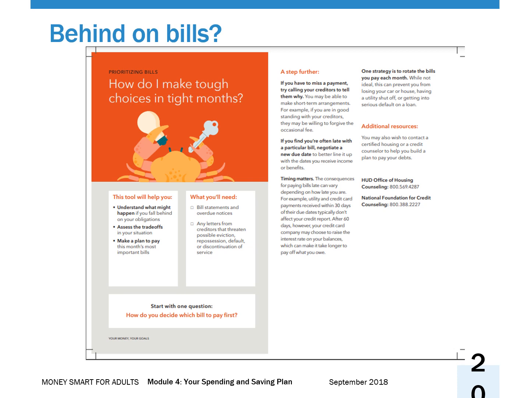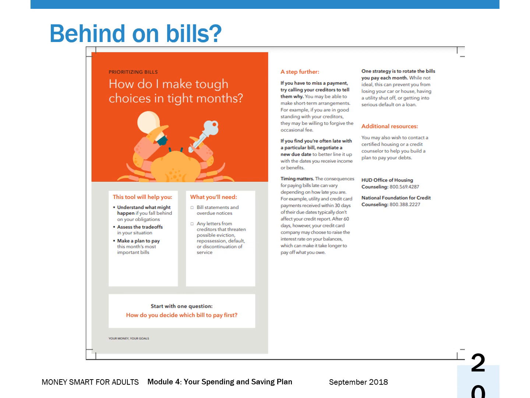The consequence for paying bills late can vary depending on how late you are. Utility and credit card payments received within 30 days of their due date typically don't affect your credit report. After 60 days, however, companies may choose to raise the interest rate on your balance, which may take it longer to pay off what you owe. One strategy is actually to rotate which bills you pay each month. Although not ideal, this can help prevent you from losing your car, your house, having your utilities closed off, and getting into serious default on a loan.